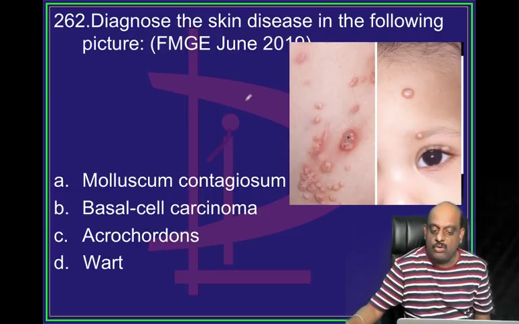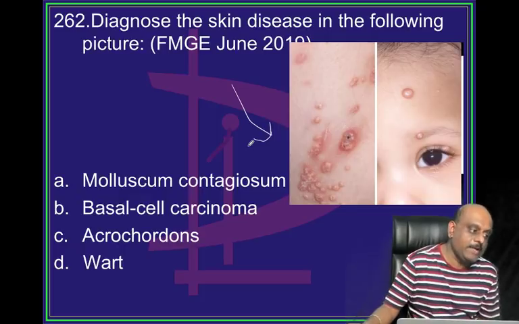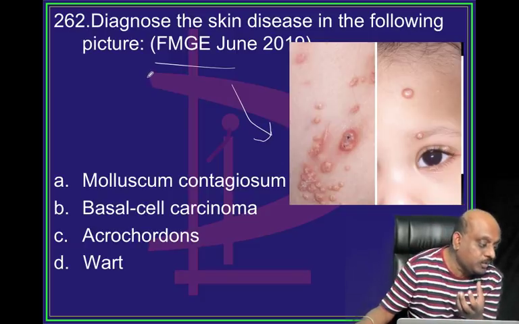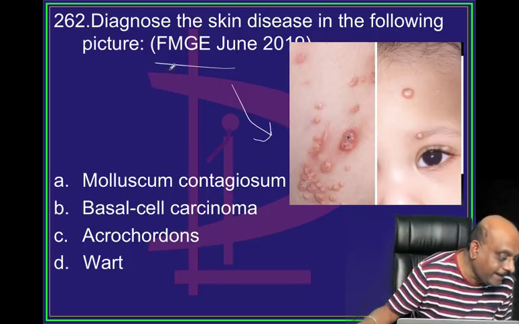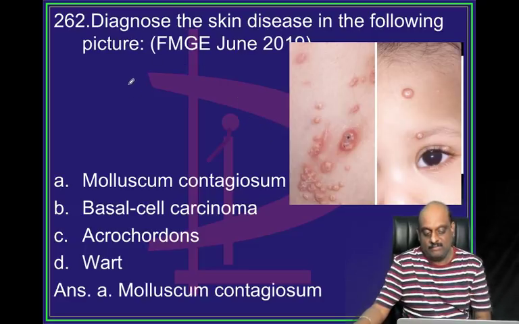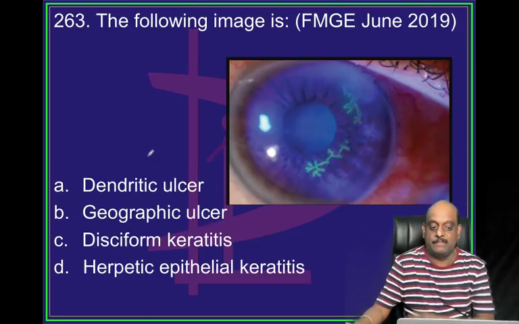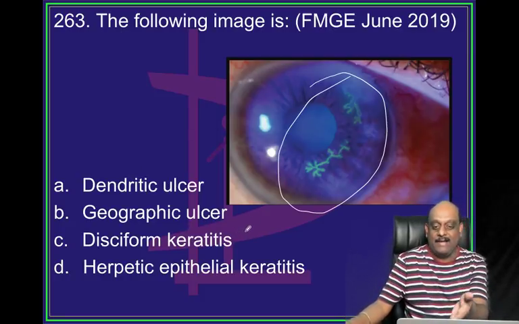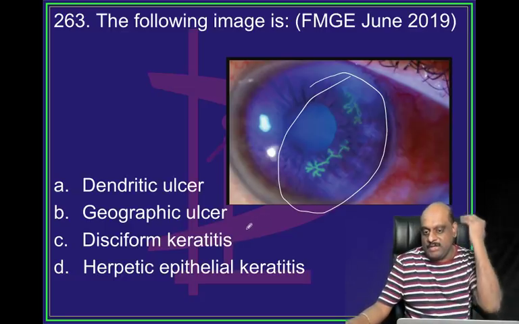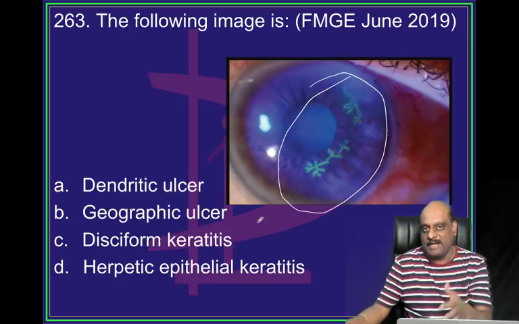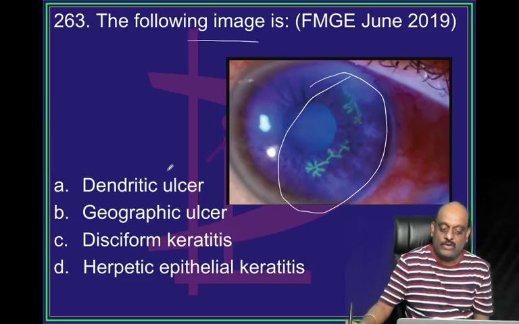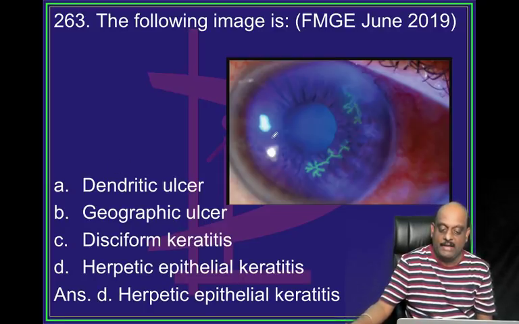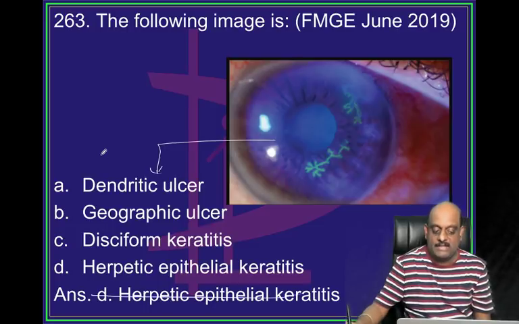Now, diagnose this skin lesion. Image-based question from FMGE, June 2019. They're all umbilicated papules. Umbilicated papules, that is the reason it is molluscum contagiosum. Identify this lesion. You saw, December 2019 also the same question, June 2019 also the same question, it is a fixed question. Right? You have to identify the dendritic ulcer of the herpes. Actually, it is a dendritic ulcer of the herpes. A is the correct answer.